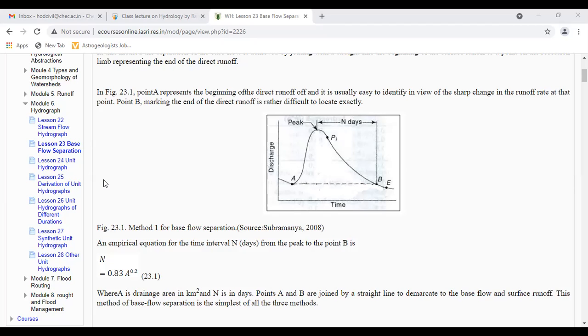After identifying the two points where the direct runoff begins and ceases, the base flow separation line can be drawn between these two points by various methods. Here, guys, method 1. In this method, the base flow separation line is obtained by joining the point of rise and the point of end of direct runoff by a simple straight line AC as shown here. This method is also known as the straight line method. This is the simplest of all methods.